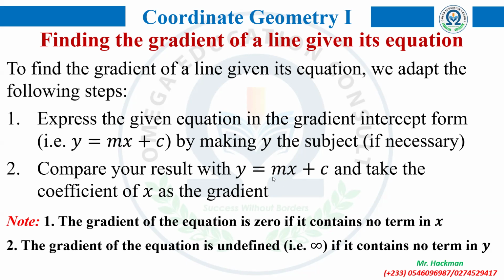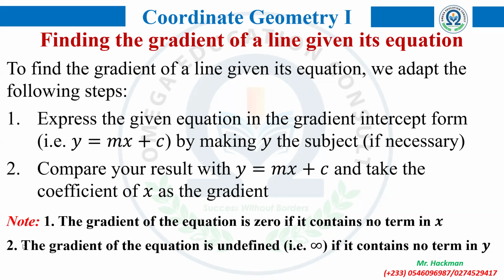However, like I said, our concentration is on the gradient. Immediately write it this way: the coefficient of x will be your gradient. However, the constant there automatically becomes the y-intercept. So if you are asked to find the y-intercept, basically you do the same. Write it in the gradient intercept form, then pick the constant there as your y-intercept. That's just by the way.